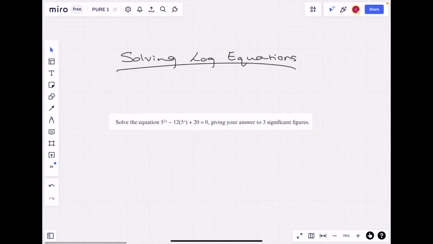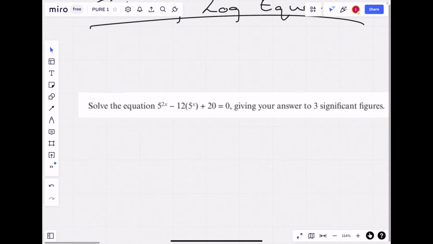Let's have a look at solving logs, but in a different scenario or different situation. So it says solve the equation blah blah blah. Give your answer to 3 significant figures. When you have a question like this, it's easiest to have a substitute. So the substitute that I'm going to take is y equals 5 to the power of x.